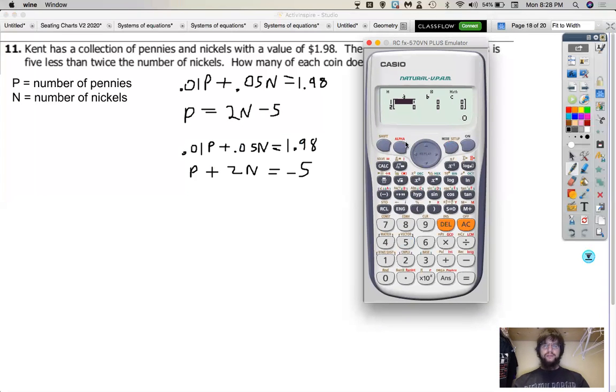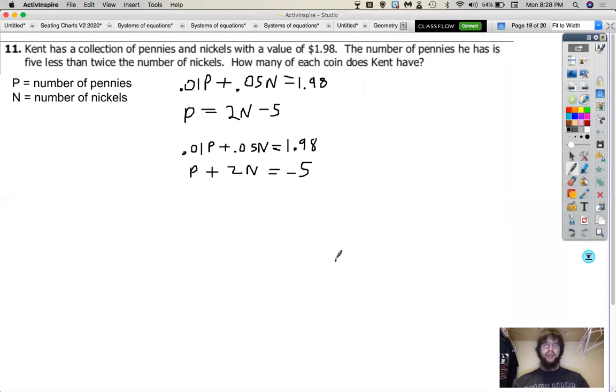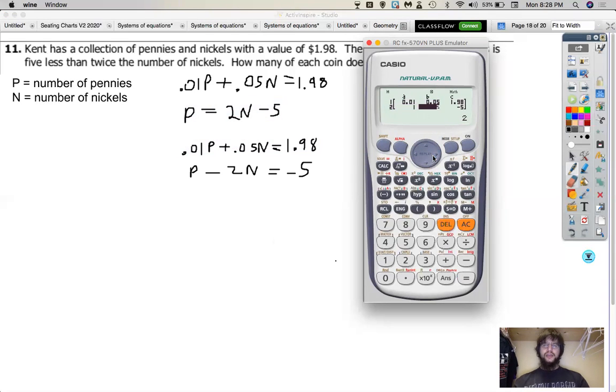Mode 5-1. 0.01, 0.05, 1.98, 1, 2, -5. Just type in the coefficients and the constants. And I get something that doesn't make any sense. I type something wrong. Oh, I typed in a -2, didn't I? I typed in a +2. Well, guess what? I subtracted 2n from both sides. I'm wrong. I messed up. My bad. -2n. So change that to a -2.